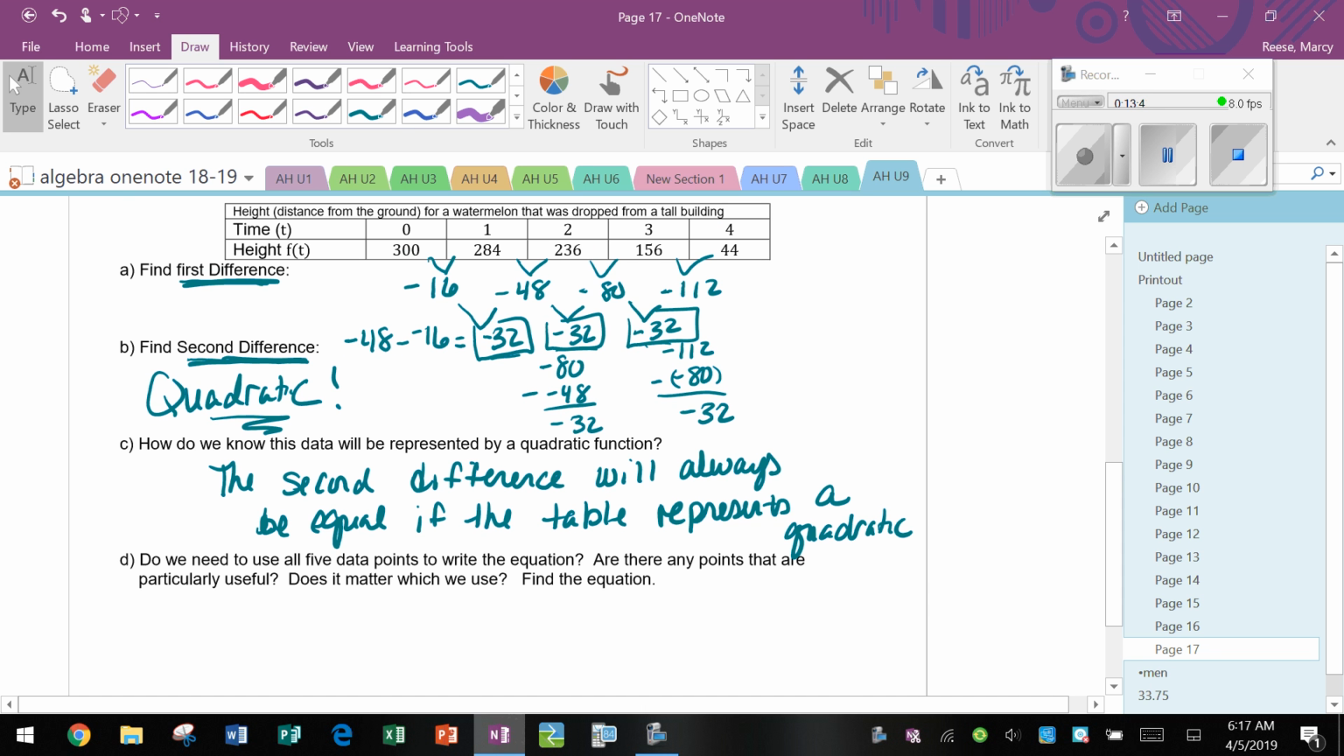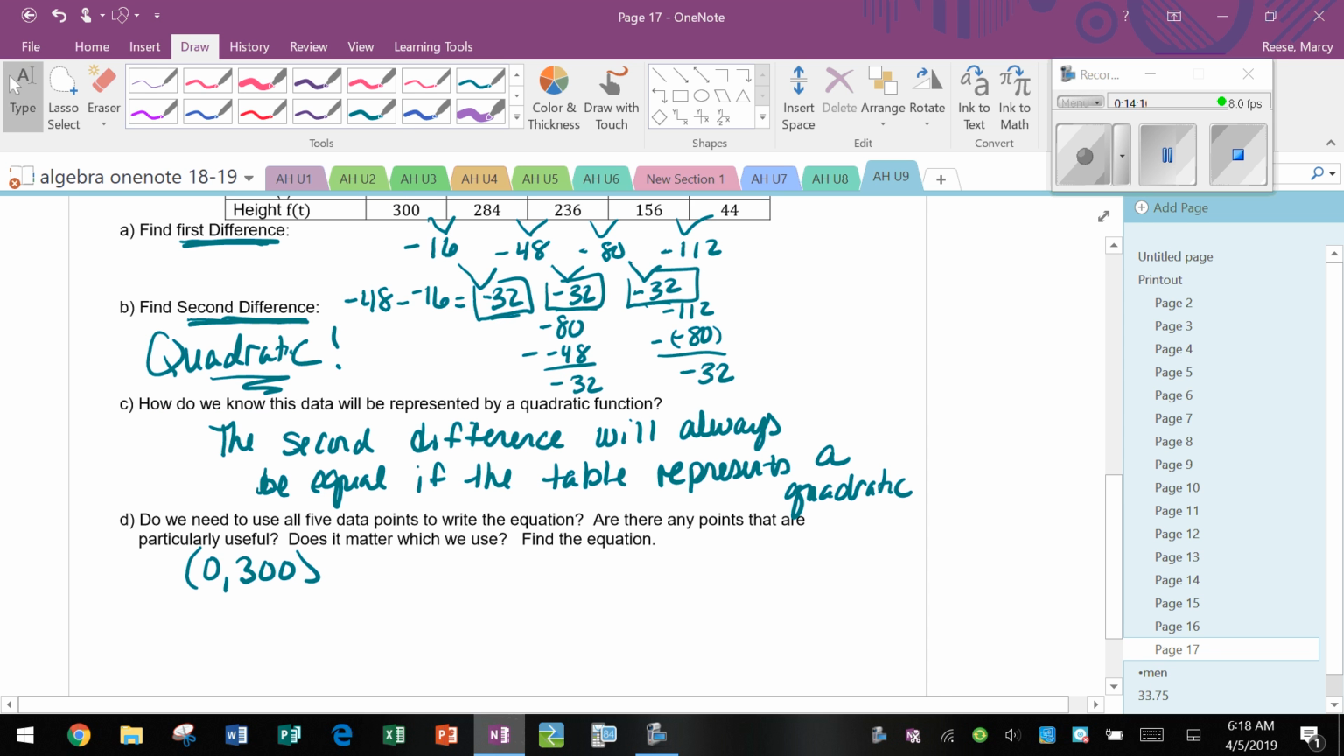I'm going to tell you that you've got to pick 3 points, and you have to do what we did on the front. You have to plug them in to find the A and the B and the C. Now I would purposely pick 0, 300 because when I plug that in, that's going to give me my C value, just like it did on the front. Let me show you what I mean.